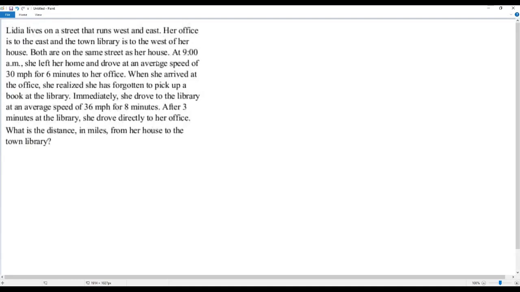Here we have a SAT math problem. Okay, let's go to the question. Lydia lives on a street that runs west and east. Her office is to the east and town library is to the west of her house. Both are on the same street as her house.